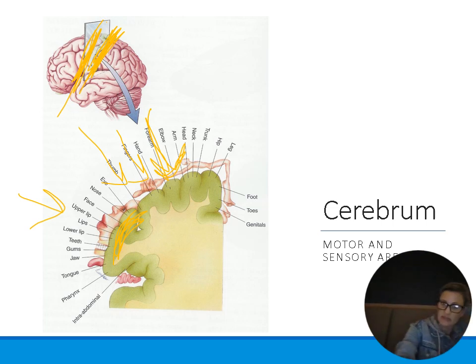So the position of this person is showing you which part of the brain controls which part of the body. Also, notice the size difference of the different parts of the body on here. This is all very intentional. Notice the trunk: even though the trunk is a big part of your body, it's a relatively tiny little part of the brain.